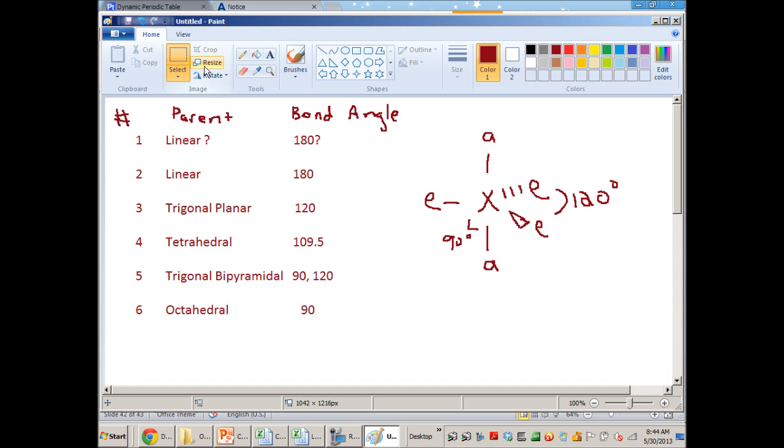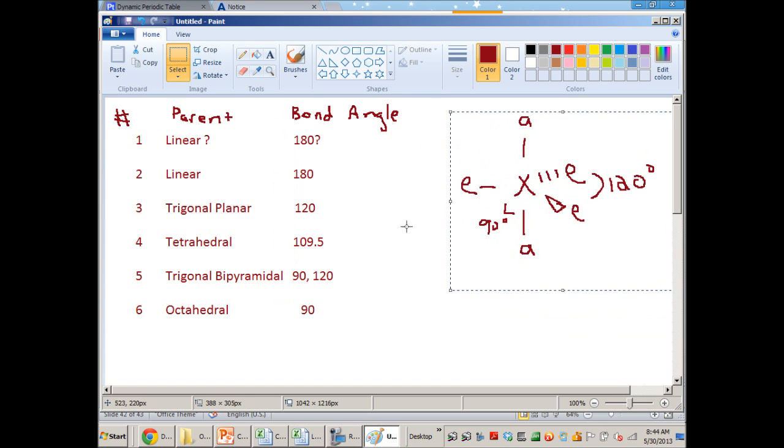Octahedral is a little bit different. So for an octahedral structure, you get a central atom, and all the sites are the same. You have 6 elements ordered around it, and every angle is 90 degrees. So the angle here is 90 degrees, the angle here is 90 degrees, the angle here is 90 degrees, etc.